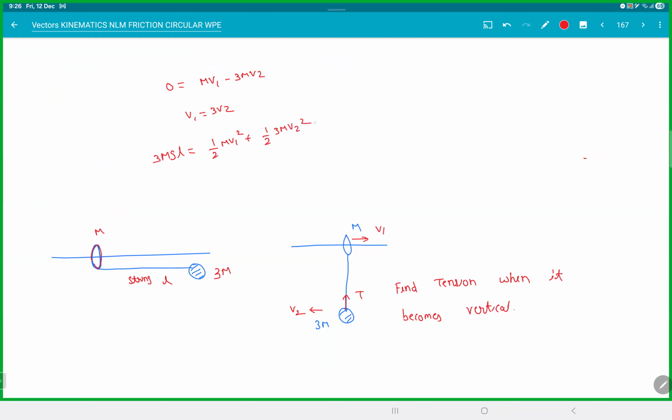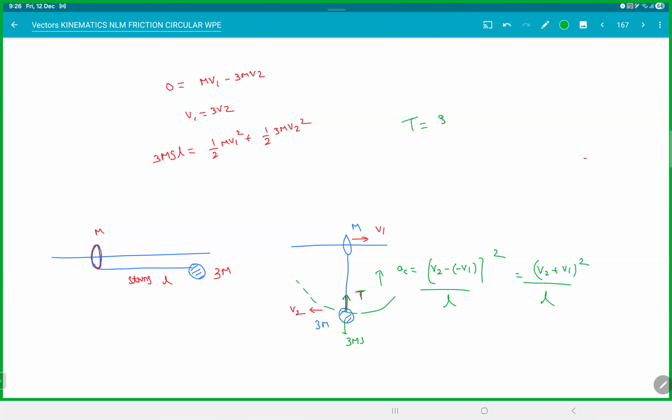Now, when you find the tension here, I think we discussed this last time: the tension T upward, 3mg downward, and the center is moving. So the centripetal acceleration will be (V2 minus (minus V1)) whole square by L. Just be careful about that and then you're fine. So we get tension will be 3mg plus 3m (V1 plus V2) whole square by L. Conservation of momentum, conservation of energy, circular motion, and LM, 4 chapters. Is that clear, everyone?